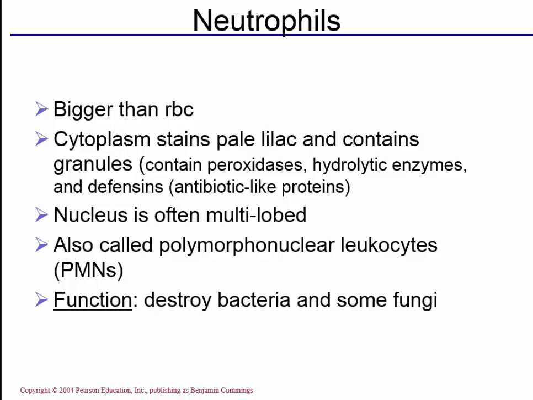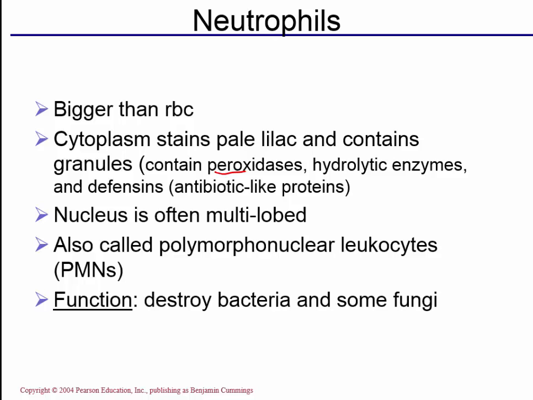So let's start with neutrophils, which are bigger than red blood cells. It's important to compare the white blood cell to the red blood cell because the red blood cell is the most common type you're going to see on the slide. So by comparing the size, it's a clue as to what type of white blood cell you're looking at. In neutrophils, the granules stain lilac. The granules consist of things like peroxidases, hydrolytic enzymes, and defensins, which are antibiotic-like proteins.